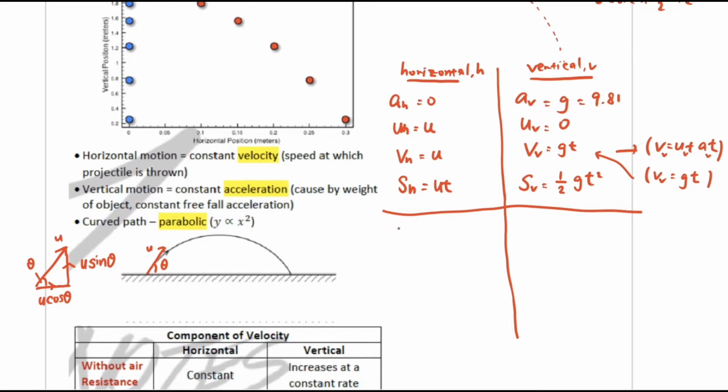Okay, so we write it down first. For this kind of projectile motion, the horizontal initial speed is u cos theta, which is this one, as you can see here. The vertical initial velocity is u sine theta. This one is pointing upwards.